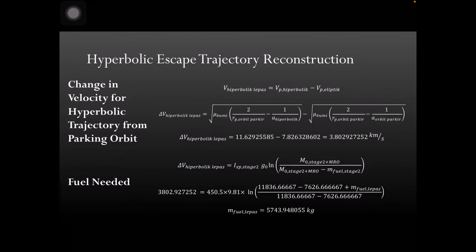Then by using the change of velocity and Tsiolkovsky's rocket equation, the fuel needed for the orbit change can also be obtained to be around 5,743.9 kilograms.